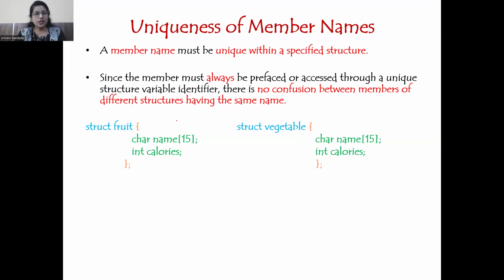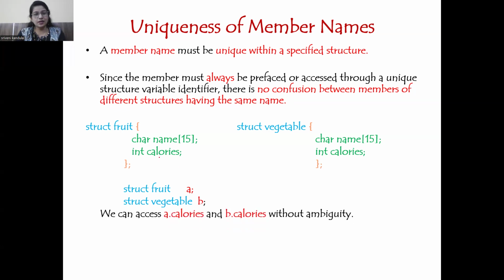Inside the fruit structure, name and calories are there. Inside the vegetable structure also, name and calories are there. But they will be treated as two different variables. So let's create a variable for the structure fruit and for vegetable. Now tell me how to access the members of the fruit structure. You have to use the variable name A dot the name of the member, right?